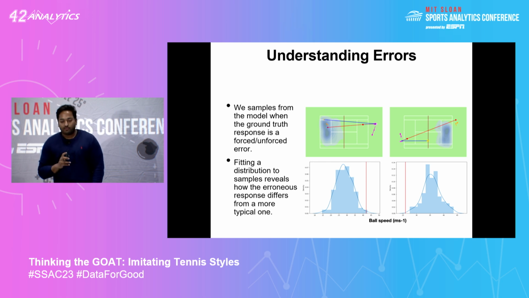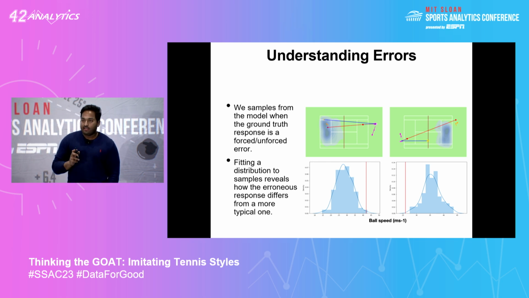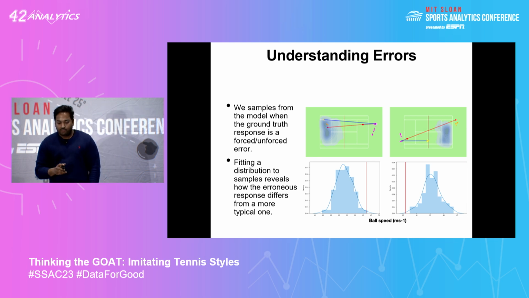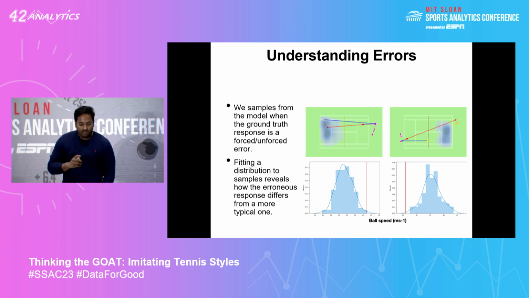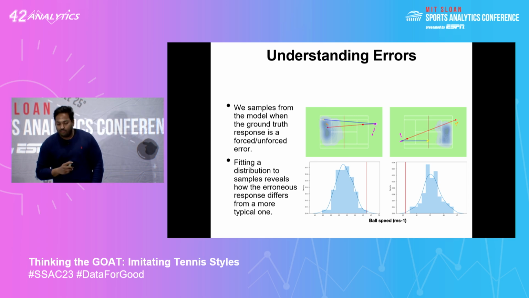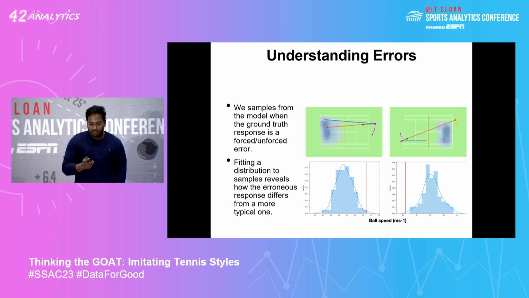Now, the real important bit here is understanding errors. I've got two examples here, both of them situations when an error occurs. I can sample from the imitation model and show what the model thinks the true branch location should be alongside the speed. Here I've kept it quite simple. In both cases, the speed is way off.